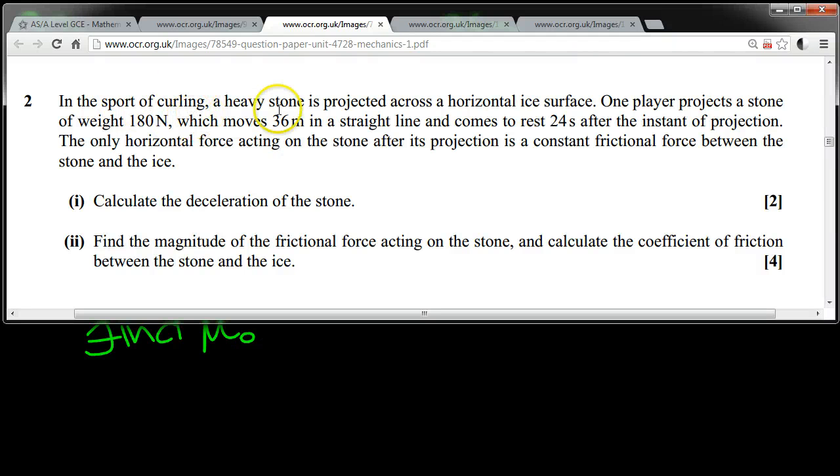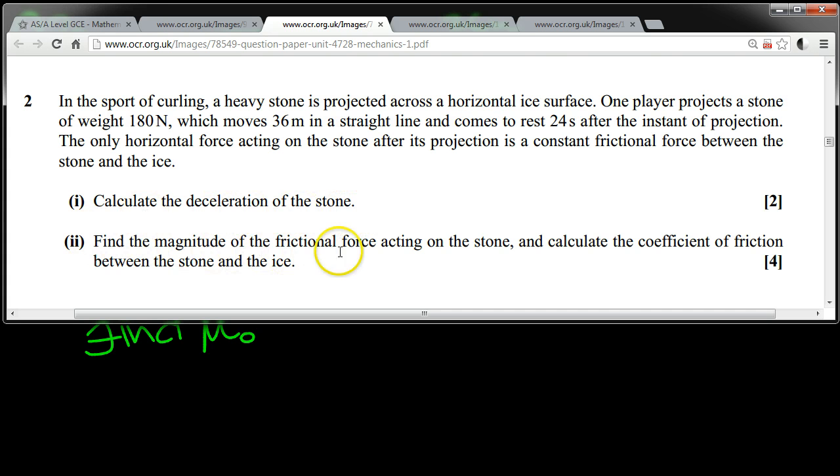In the sport of curling, a heavy stone is projected across a horizontal surface. One player projects a stone of weight 180 newtons, which moves 36 meters in a straight line and comes to rest after 24 seconds. After the instant of projection, the only horizontal force acting on the stone is a constant frictional force between the stone and the ice. Calculate the deceleration of the stone.